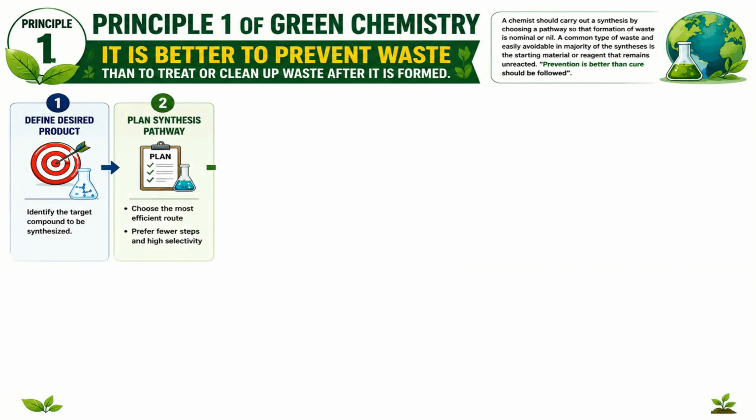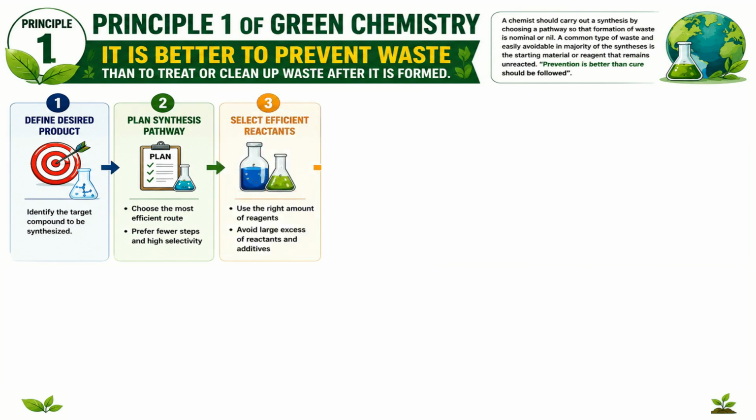Next, we plan the synthesis pathway. Here, we choose the most efficient pathway that has fewer reaction steps and ensures high selectivity. A well-planned pathway reduces unnecessary reactions and waste. In the third step, we select efficient reactants. We must use only the required amount of reagents. Avoid excess chemicals and unnecessary additives. This minimizes unused materials that could become waste.